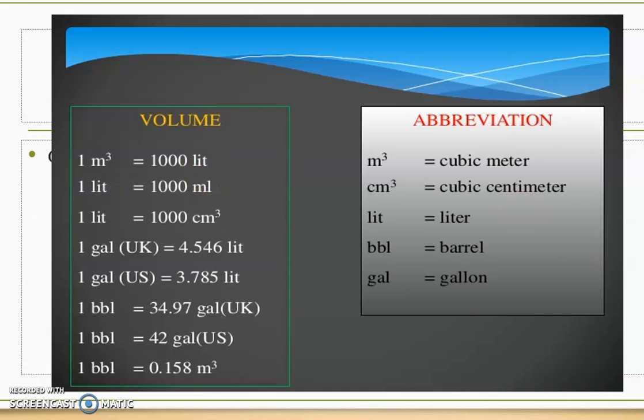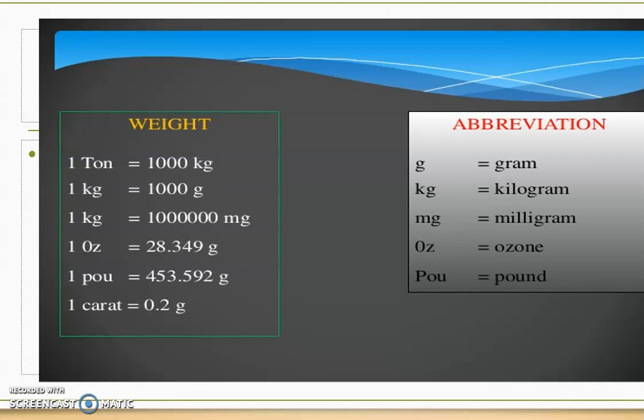The abbreviations are given at the right side; you can check it out. So these units and their conversion are very important. Normally you will find liter is mostly used. If you see our book, you will find liter is the mostly used unit for volume, but we have to remember all these units. Then the next important unit is weight.